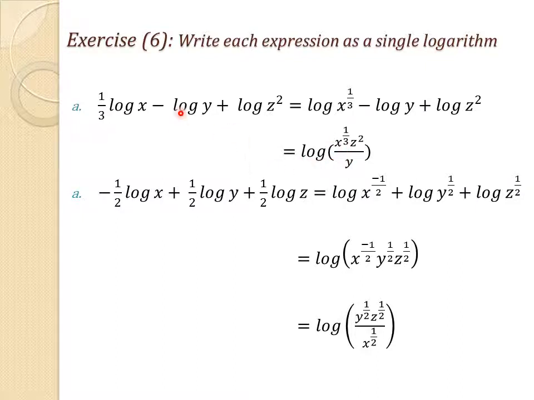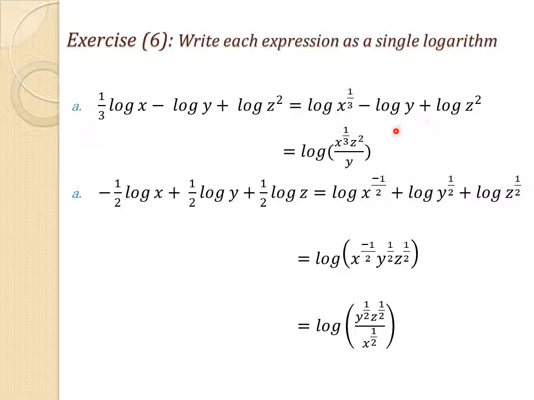So here in A we have 3 logarithms. The first one, 1/3 logarithm x minus logarithm y plus logarithm z squared. So 1/3 logarithm x is logarithm x power 1/3 minus logarithm y plus logarithm z squared. Now all the 3 logarithms do not multiply by any number.